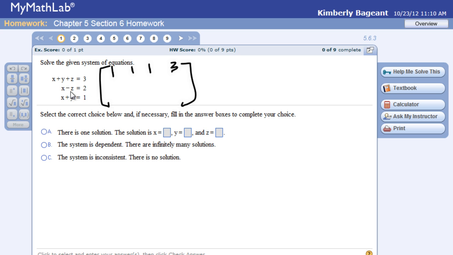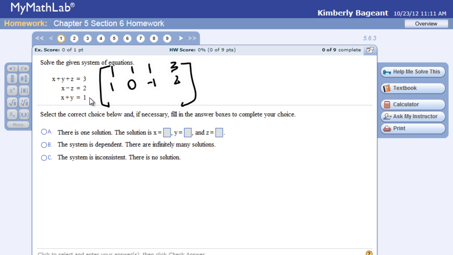Here, which variable am I missing? I have x and I have z, but I'm missing y. So the coefficient for x is 1. I'm missing y, so we're going to put in 0 for y. And then my coefficient for z is a -1. And then my constant is 2.